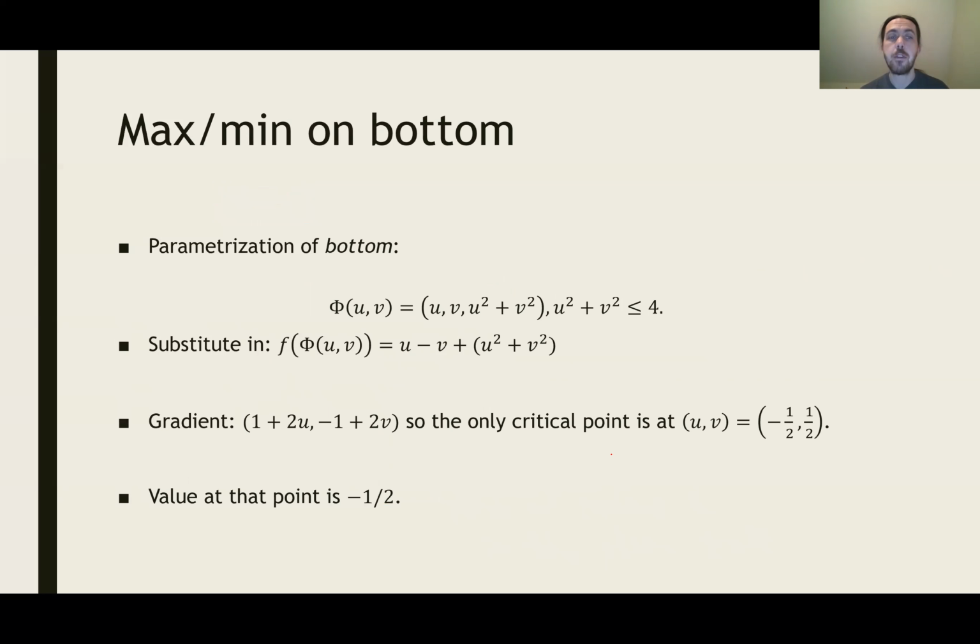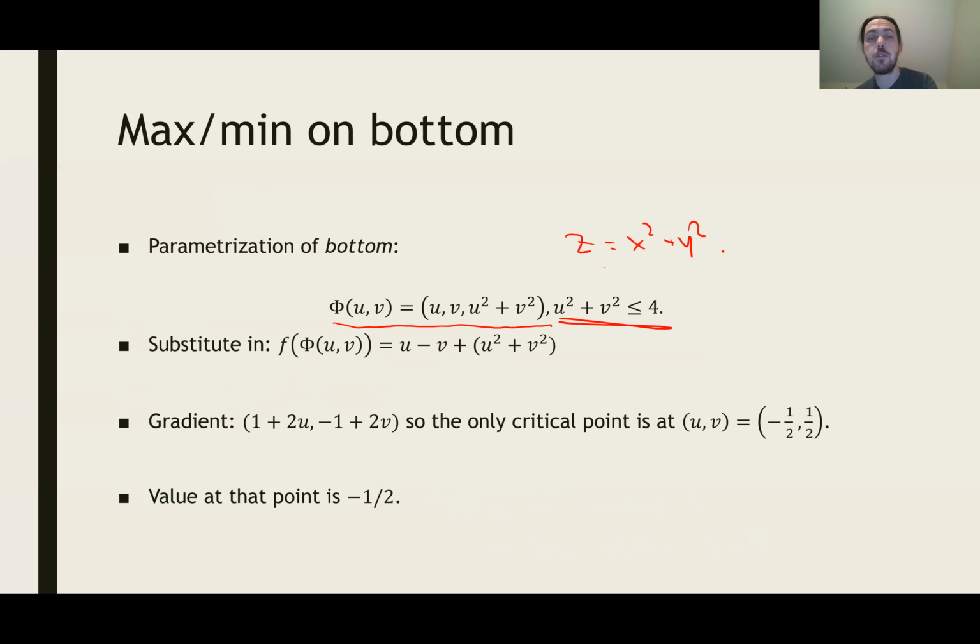Now we do the same thing for the bottom region. Our bottom part was when z was equal to x squared plus y squared. So we parameterize it. Phi of uv is u comma v comma u squared plus v squared over this same region. U squared plus v squared is less than or equal to 4. And we substitute in.